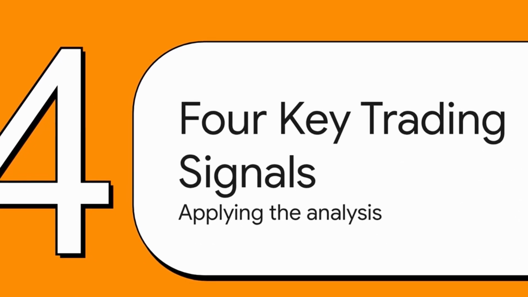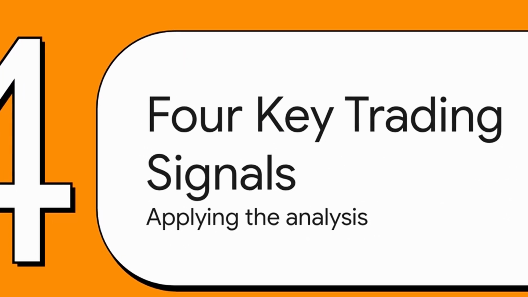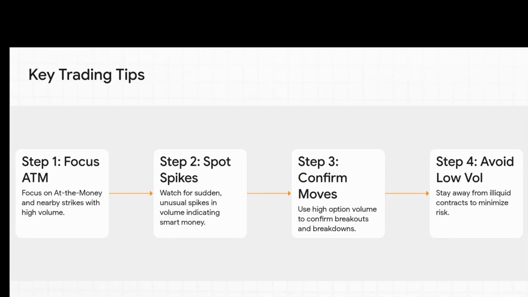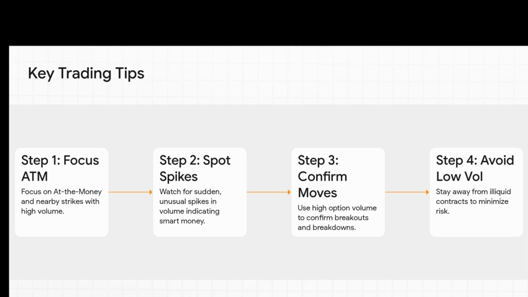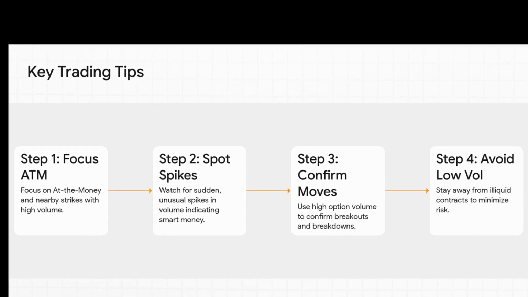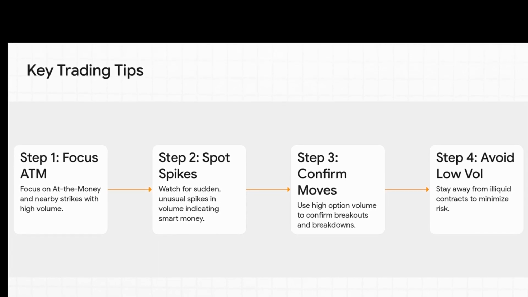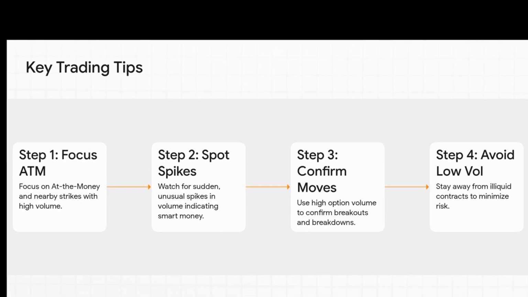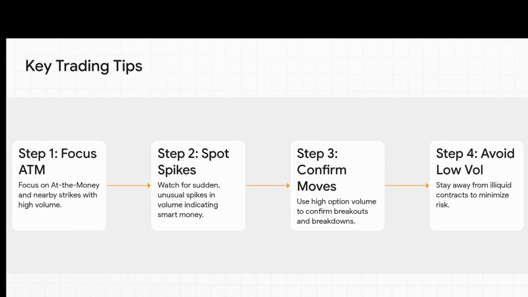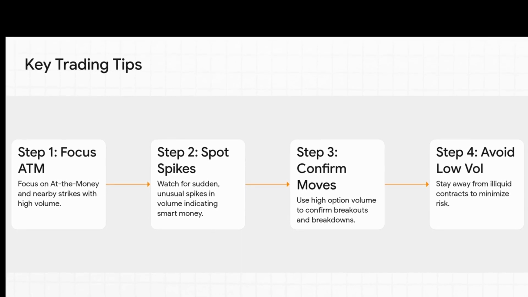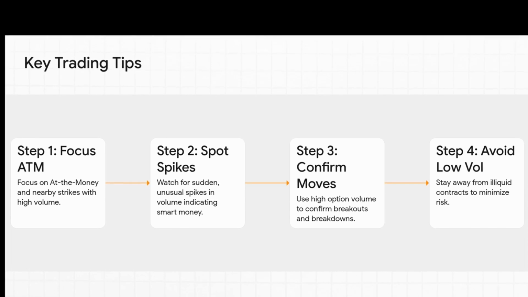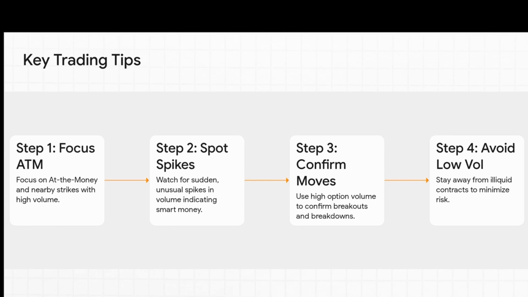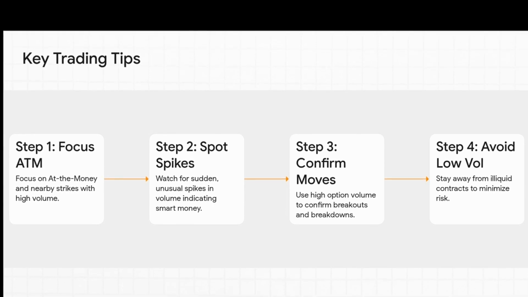All right, enough theory. Let's make this practical. Here are 4 key things you can look for when you're applying this analysis to your own trading. So how do you actually do this? First, focus your attention where it matters most, on the at-the-money options. That's where the action is. Next, you've got to be a detective. Keep an eye out for those sudden, weird spikes in volume. They practically scream that smart money is making a move. Then, use that volume to confirm what you're seeing in the price. A stock breaking out without any volume to back it up? That could be a trap. And finally, a simple rule to protect your capital. If there's no volume, just stay away. It's not worth the risk.